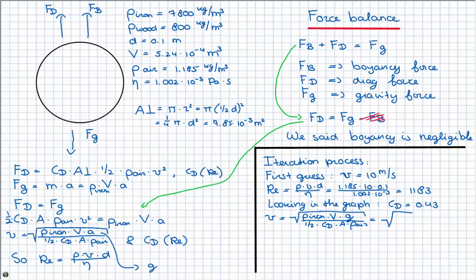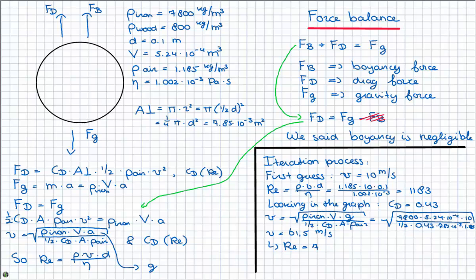If we fill in the numbers, we know them all. Since we are doing this for iron, we fill in the density for iron, which is 7,800 kilograms per cubic meter. The only difference for the wooden ball is the density, so you should fill in 800 kilograms per cubic meter if you do this for wood. For iron, we get a velocity of 61.5 meters per second.